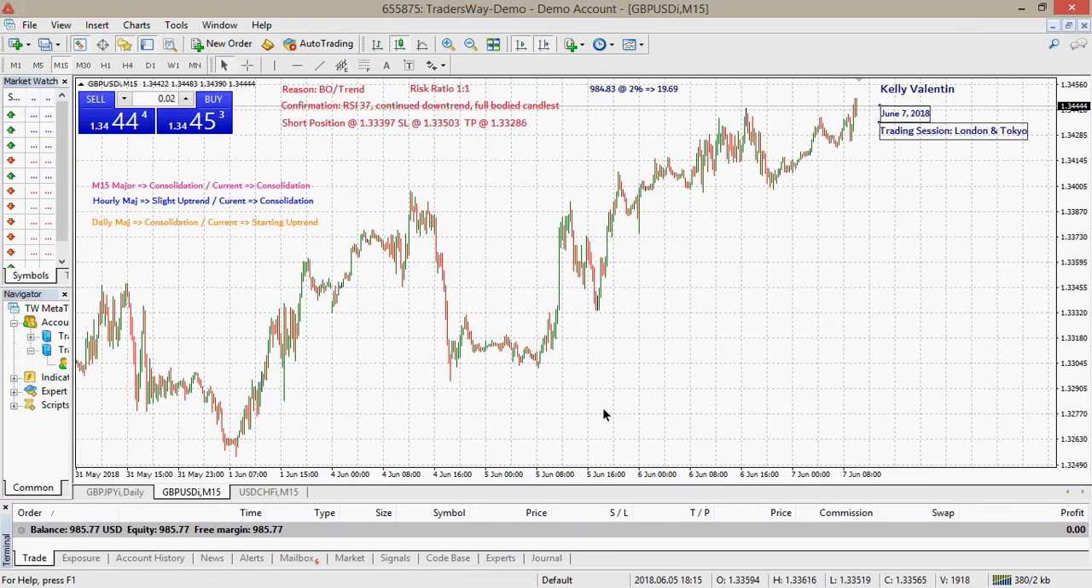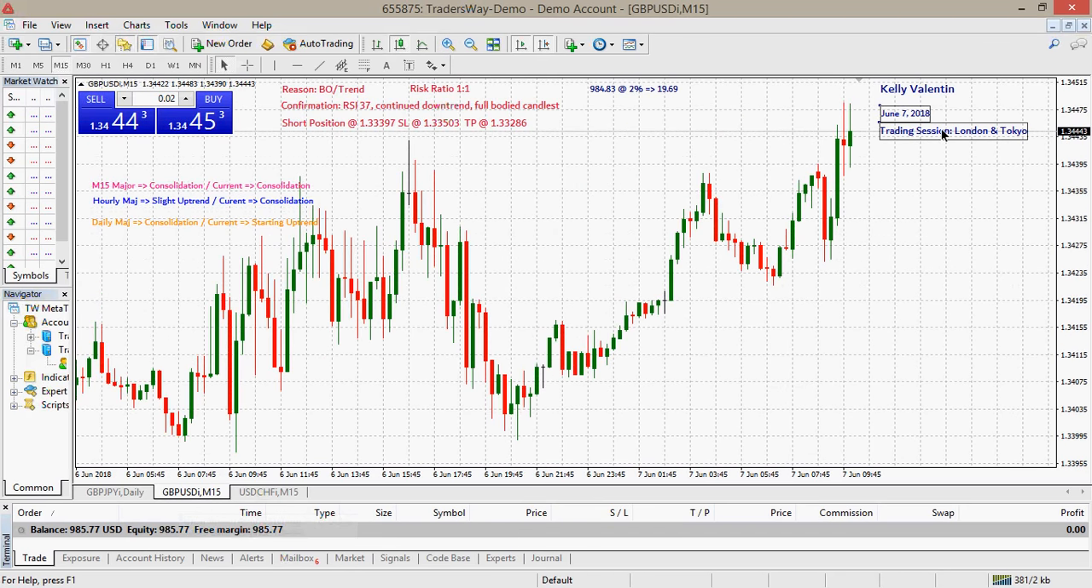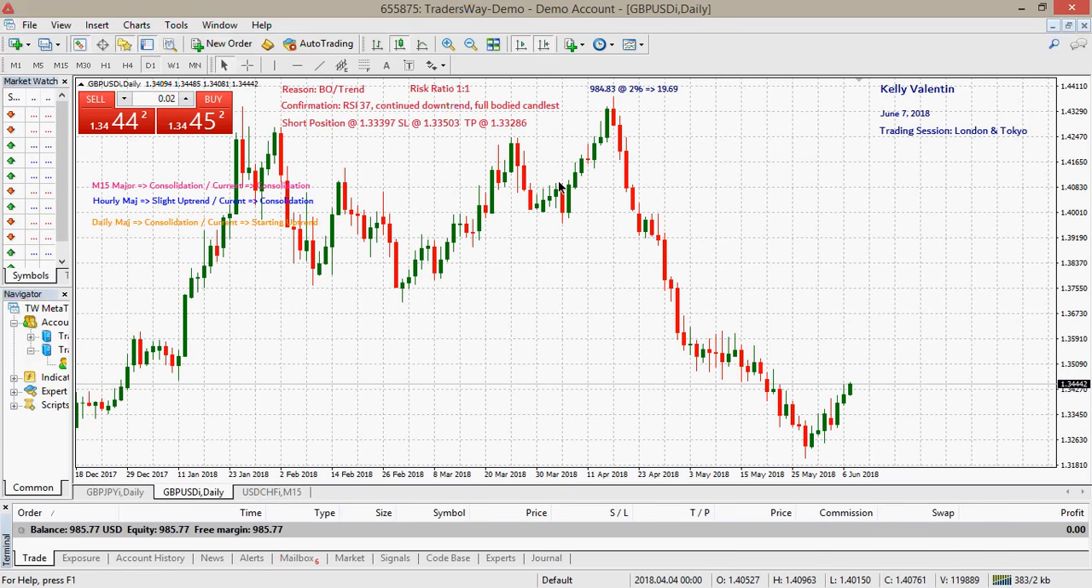MT4, and we'll go ahead and do the British Pound USD chart today. So I'm backed up so much. I've updated the date and trading session already, and I'll start with the daily.